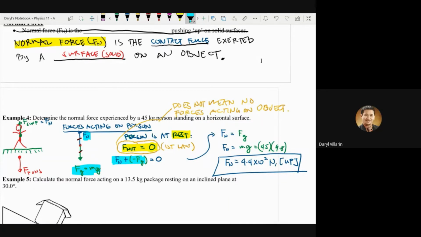Okay. And by the way, another thing, if net force is equal to 0, there are two states of motion of your object. It's either at rest or moving with a constant velocity. So in this case, it's not moving, so therefore the forces balance out. But the same thing is true if the object is moving with a constant velocity. That means that the net force acting on that object is equal to 0. So any question with example number 4?